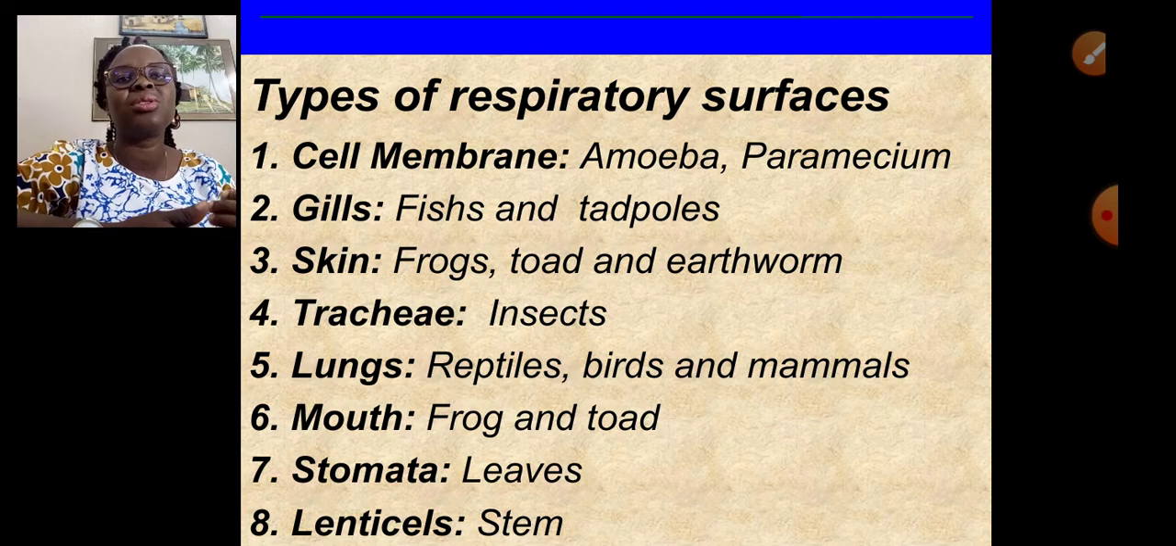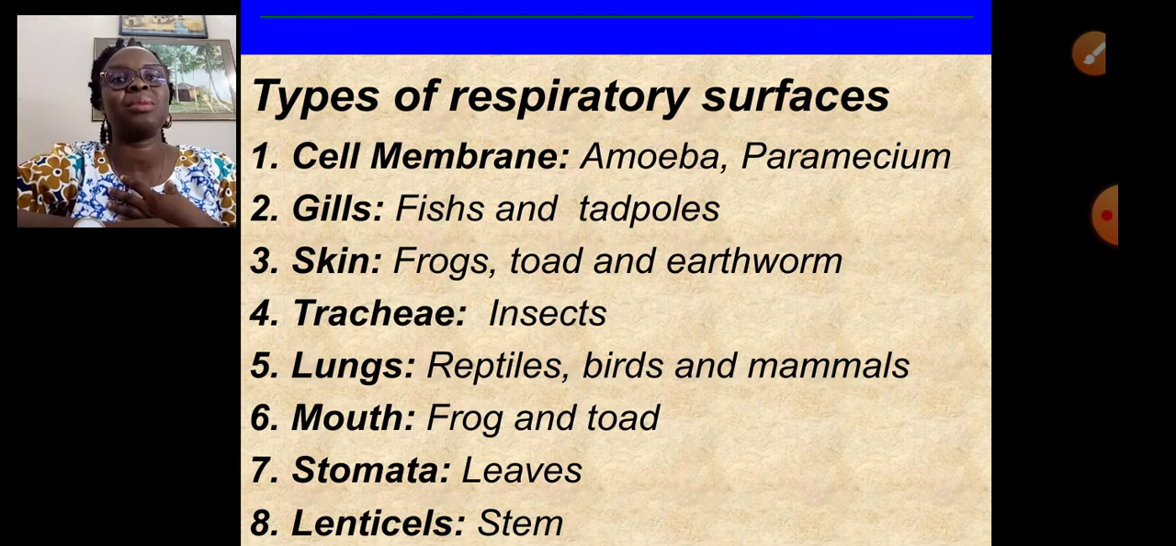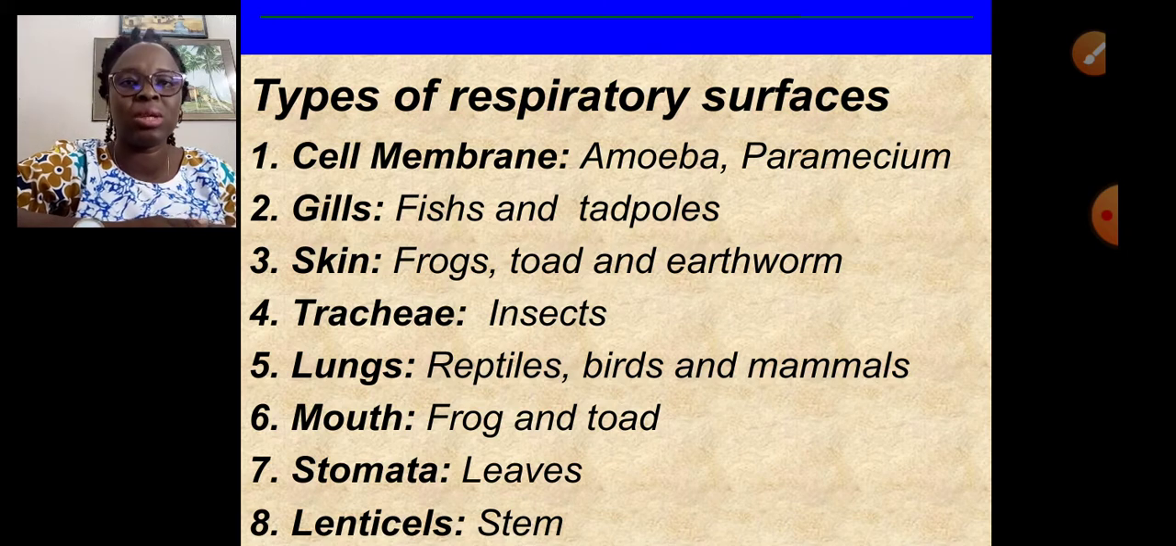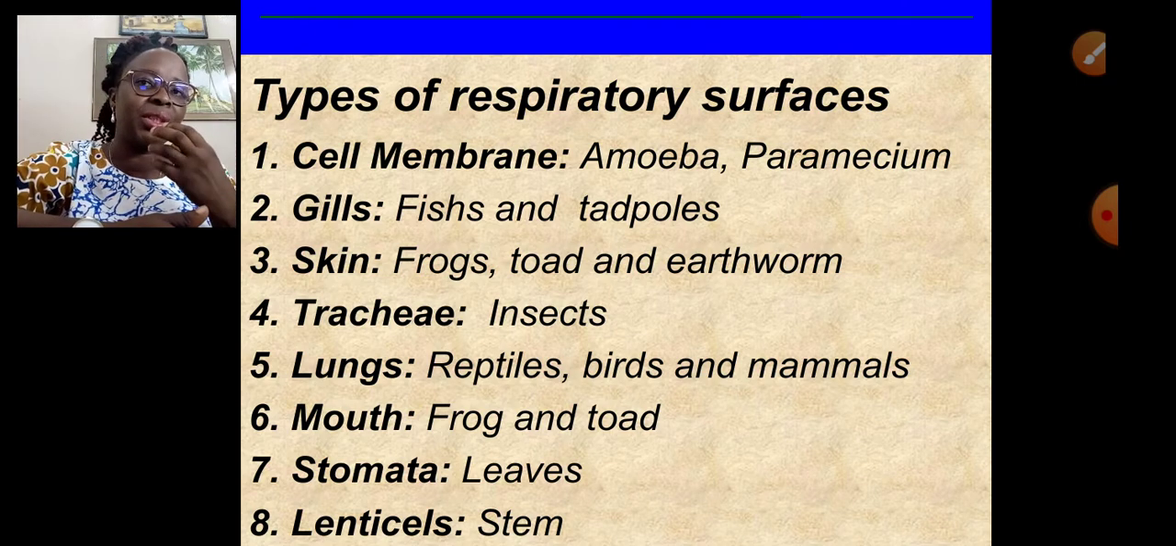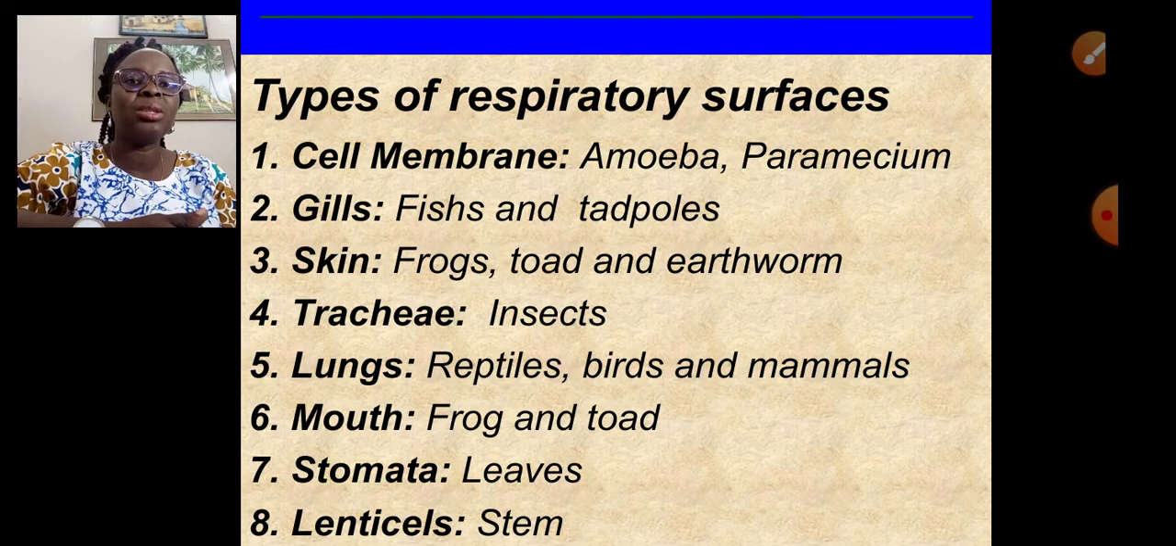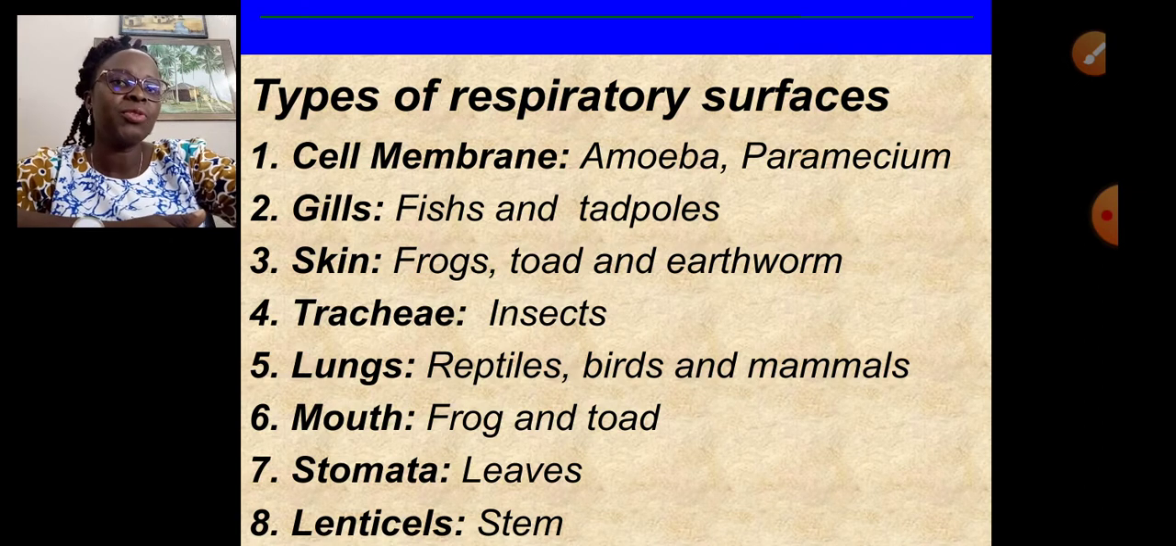Insects make use of their tracheal system. Reptiles, birds, and mammals, of which we are examples, make use of lungs. We'll still look at it in detail. Your frog and your toad, apart from making use of their skin, also make use of their mouth. Then the leaves make use of stomata, and the stem makes use of lenticel. Let's move on.